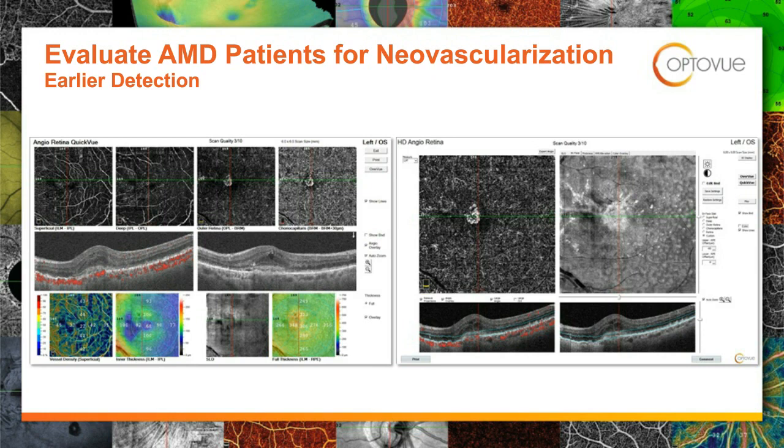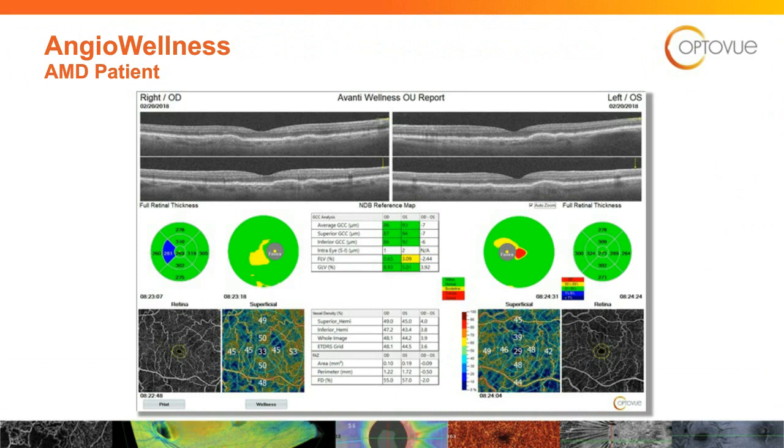And then if there's no activity, I believe I showed you one of those angiograms, or the angio wellness scans, where we had some drusen that the patients did not have any activity. And that's how you could tell. So right here is the angio wellness, the macular degeneration patient. As you scan across these B scans, you can see that there are drusenoid elevations. You can't really tell that there's any choroidal neovascular membrane just by looking at those.